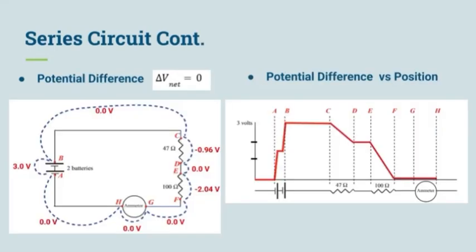Next, the potential difference was recorded, which resulted in a net voltage of 0, like the loop rule stated. The voltage between the batteries read 3 volts, while the voltage of the 47 and 100 ohm resistors were negative 0.96 and negative 2.04 volts, respectively. The readings were used to create a potential difference versus position graph.